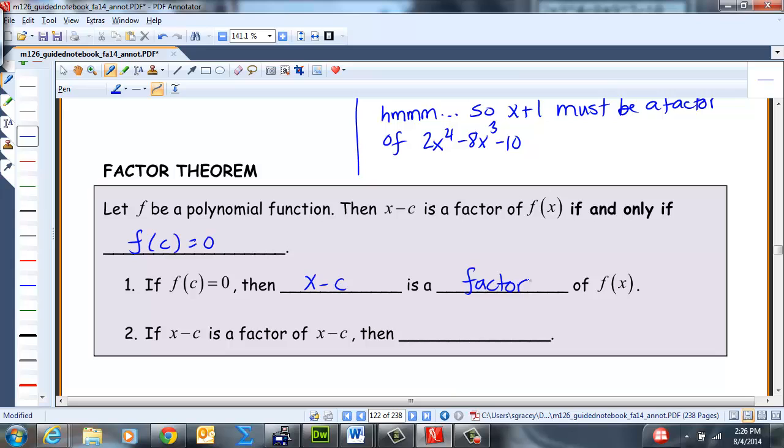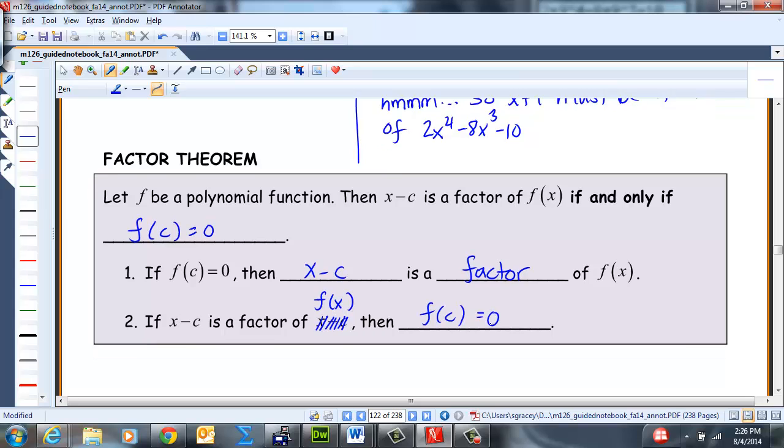And if x minus c is a factor of... actually, we have a typo here. Let's cross this out. If x minus c is a factor of f at x, then f at c must be equal to 0. So we'll just do a quick little proof about this.